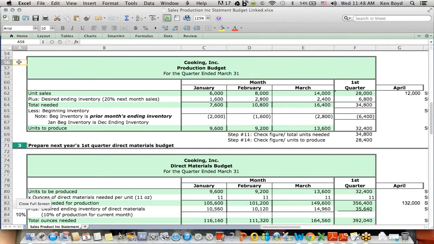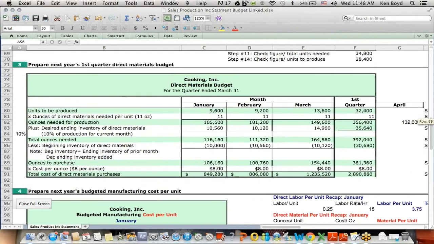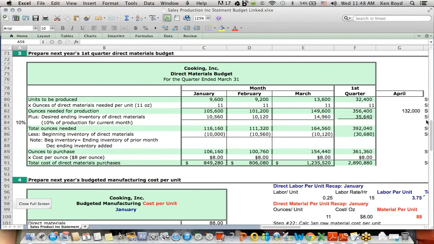Once I know the production, I can then go on and think about how much material I need to make my units. So, units to produce from the chart just above. Ounces per unit that I'm making, I was given that in the problem at the top. I multiply to get total ounces I need for production. We're told in the detail of the question that we want an ending inventory of materials, not units.